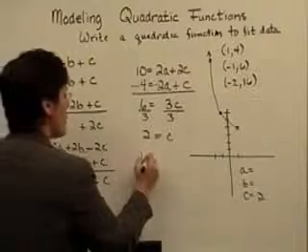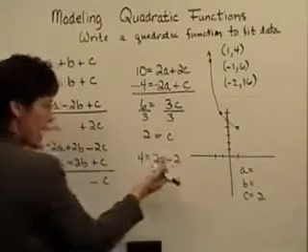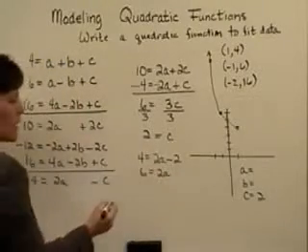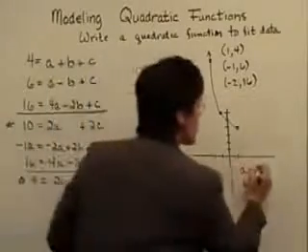So 4 equals 2a minus c, and c is 2. So let's add 2 to both sides. I'm not going to show the work. That'll give me a 6 on the left. Then I'll divide both sides by 2, and I find out that a is equal to 3.